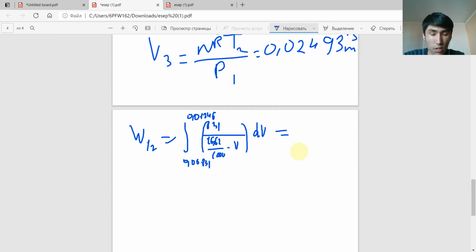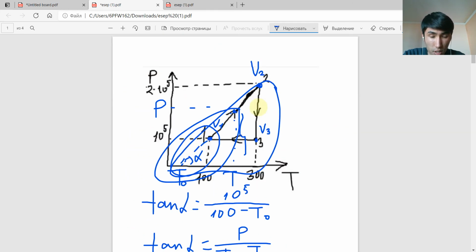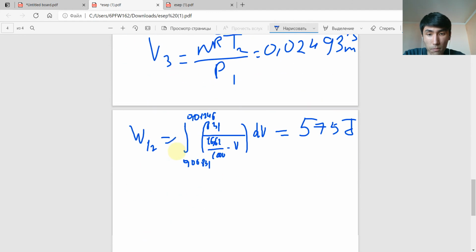So it's also easy. We know that from calculus. Here will be the integral, and let's write the result of calculation. So here will be approximately 575 joule. So here we found the work in this process, and let's find it on this side, right? Here is an isothermal process. Temperature is not changing. So let's find it.